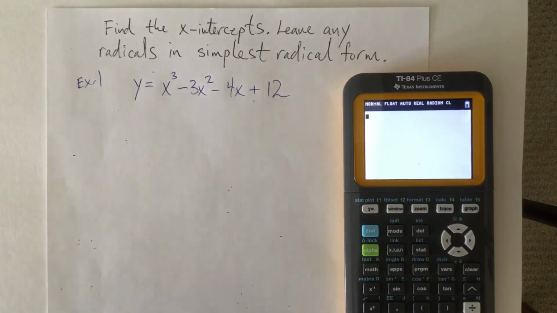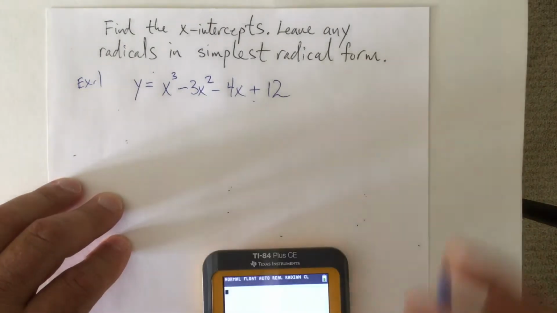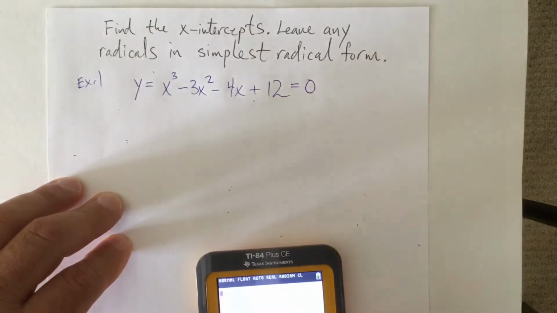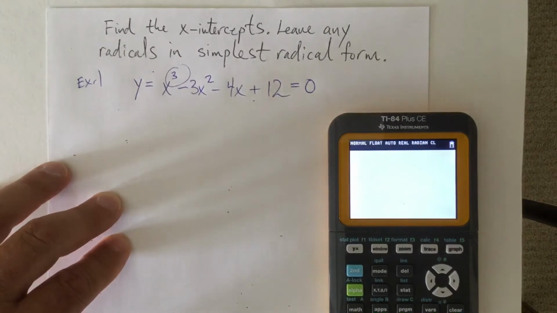All right. Before I do this problem, you'll see it says find the x-intercepts, leave any radicals in simplest radical form. And they gave me a polynomial, y equals blah, blah, blah. When you get your first assignment, the first worksheet is written in this practice style. What you're going to do is set this thing equal to 0. And guess what? I am going to find 3 x-intercepts because it's a third power question.